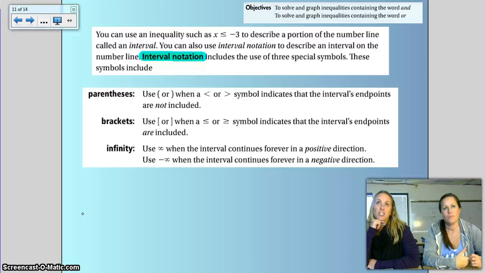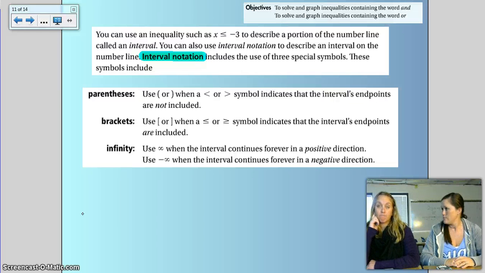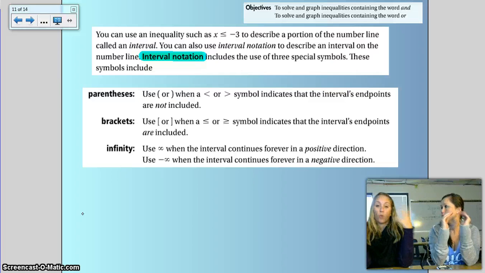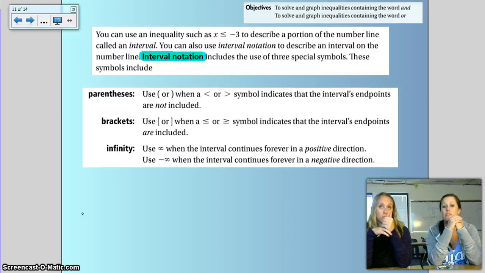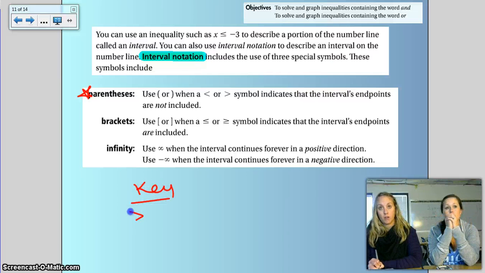Okay, interval notation. It's going to be hard, but we're going to get you through it with this tip right here on this page. Parentheses, the little curved guys, are what you use when you just have greater than or less than. So think of parentheses like the open circle.